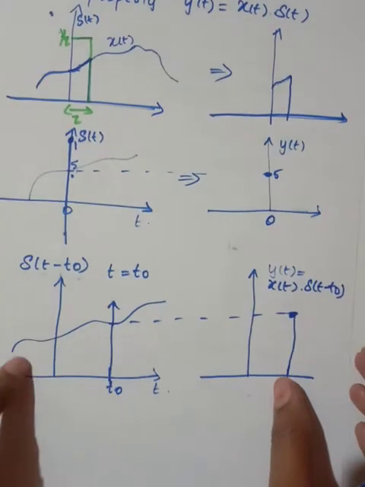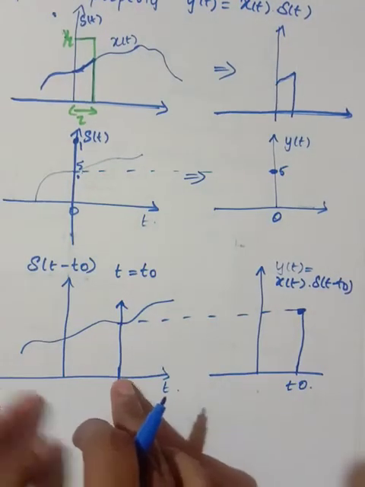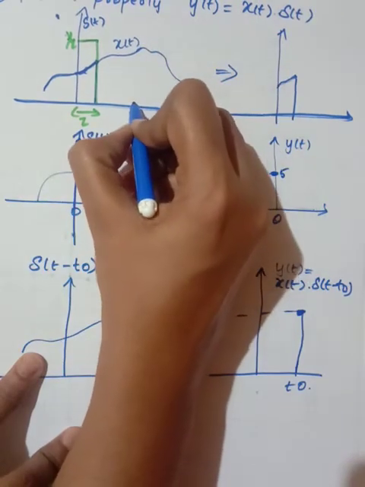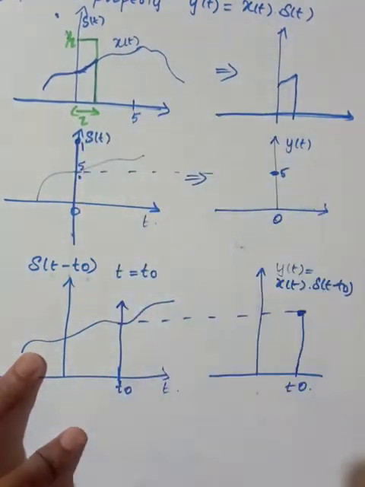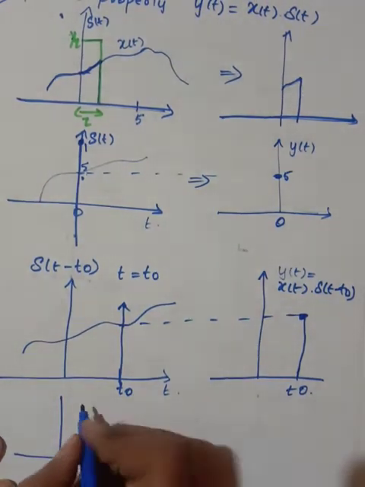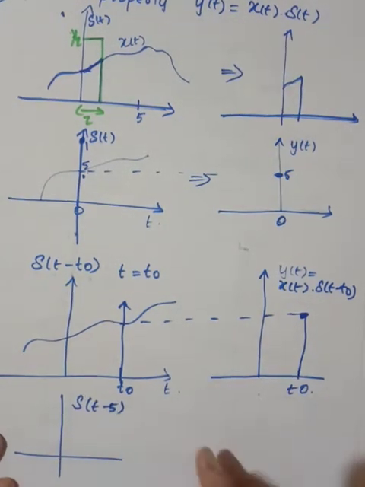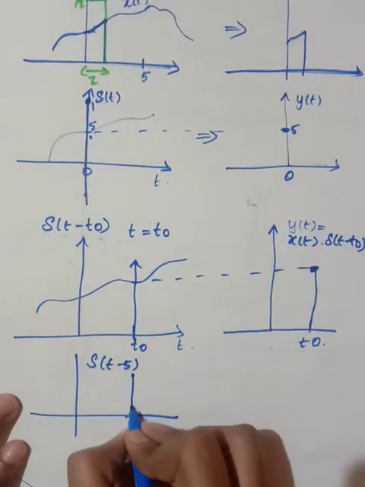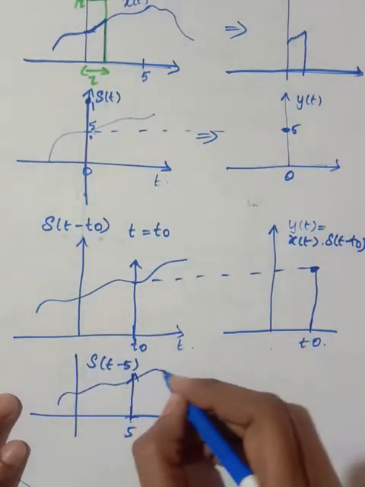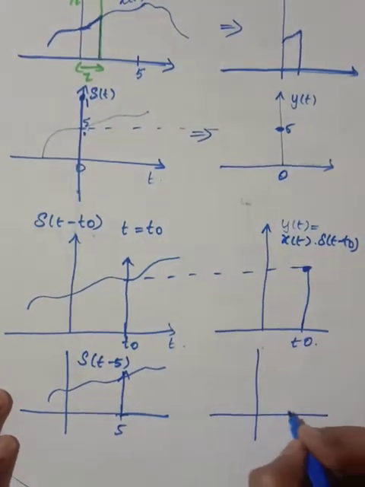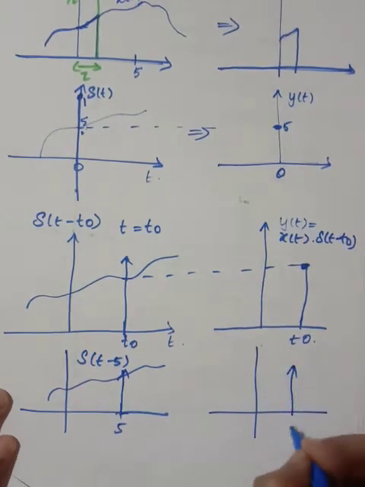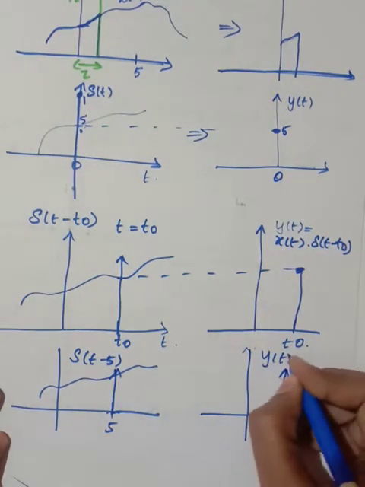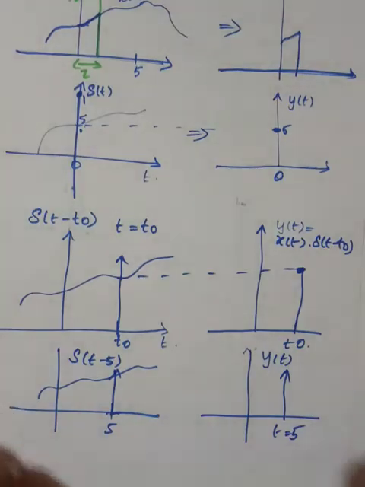This is another thing. Suppose in a signal I want to find only the value at t equal to 5. In this case I will shift the impulse to t minus 5. At 5 I will have the impulse, then I multiply with the corresponding signal, so that I will get the corresponding value at t equal to 5. Like that you can obtain the output if you want it for a particular instant of time.